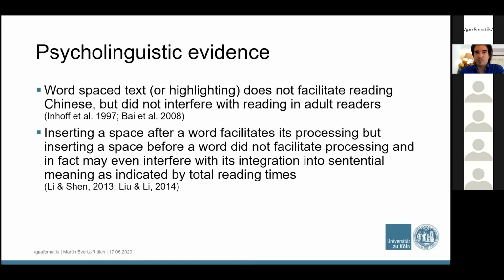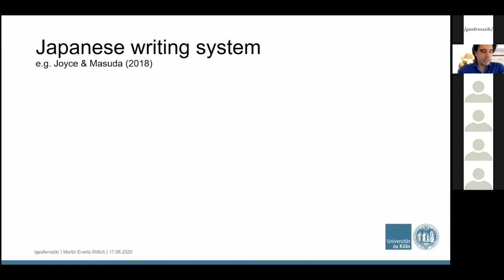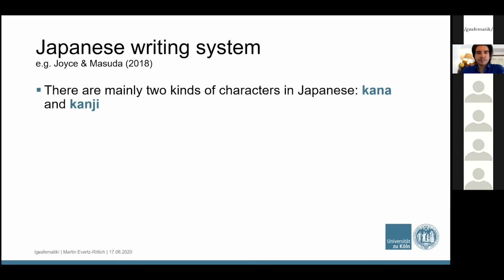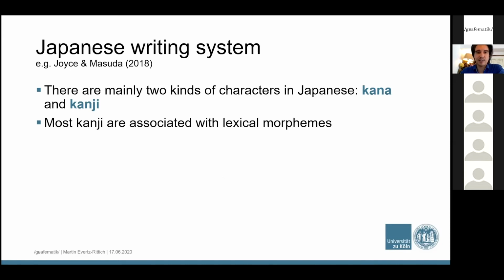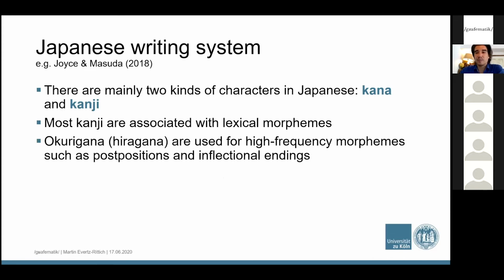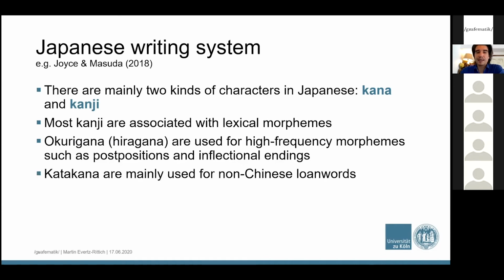I will wrap it up in a minute. So let's go quickly to the Japanese writing system. The Japanese writing system consists of more than one kind of script. There are mainly two kinds of characters in Japanese, kana and kanji. Most kanji are associated with lexical morphemes. And going to the kana, hiragana are used most often for high-frequency morphemes such as postpositions and inflectional endings, and katakana are mainly used for non-Chinese loanwords.